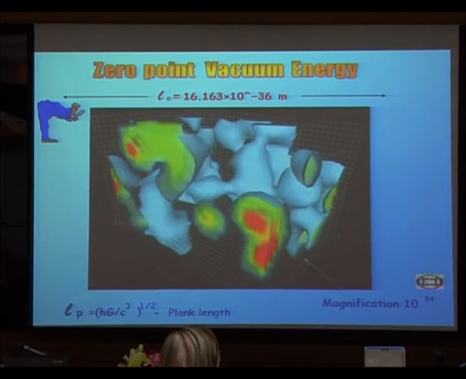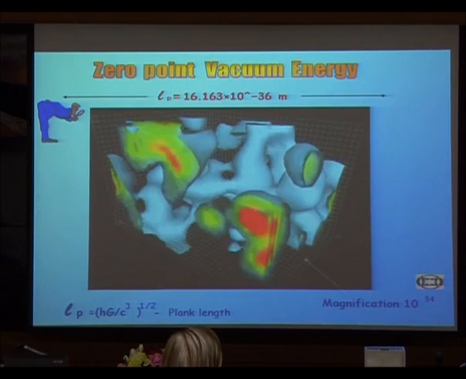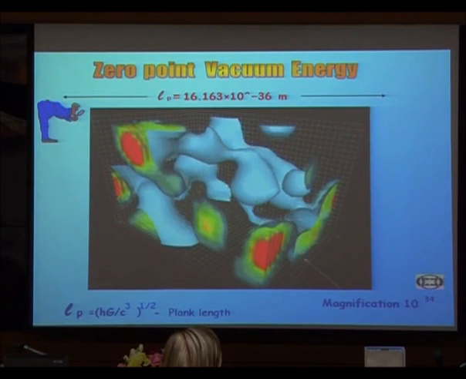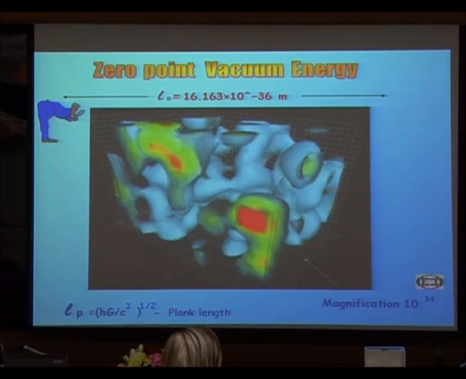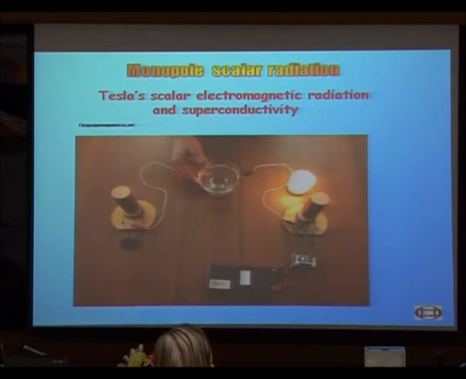Devices which can use this energy already exist in Russia, and also in the United States. Here I show you the transmission of electromagnetic energy without wireless transmission, using one wire. And also you will see superconductivity in this case.